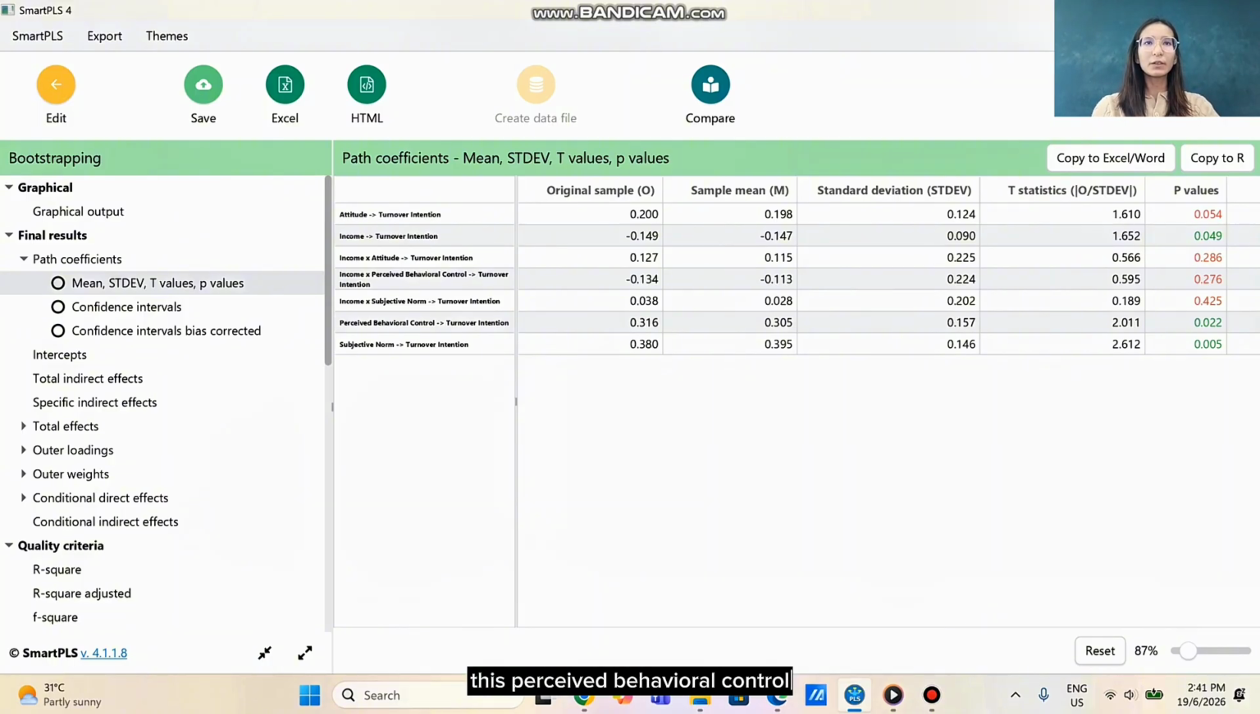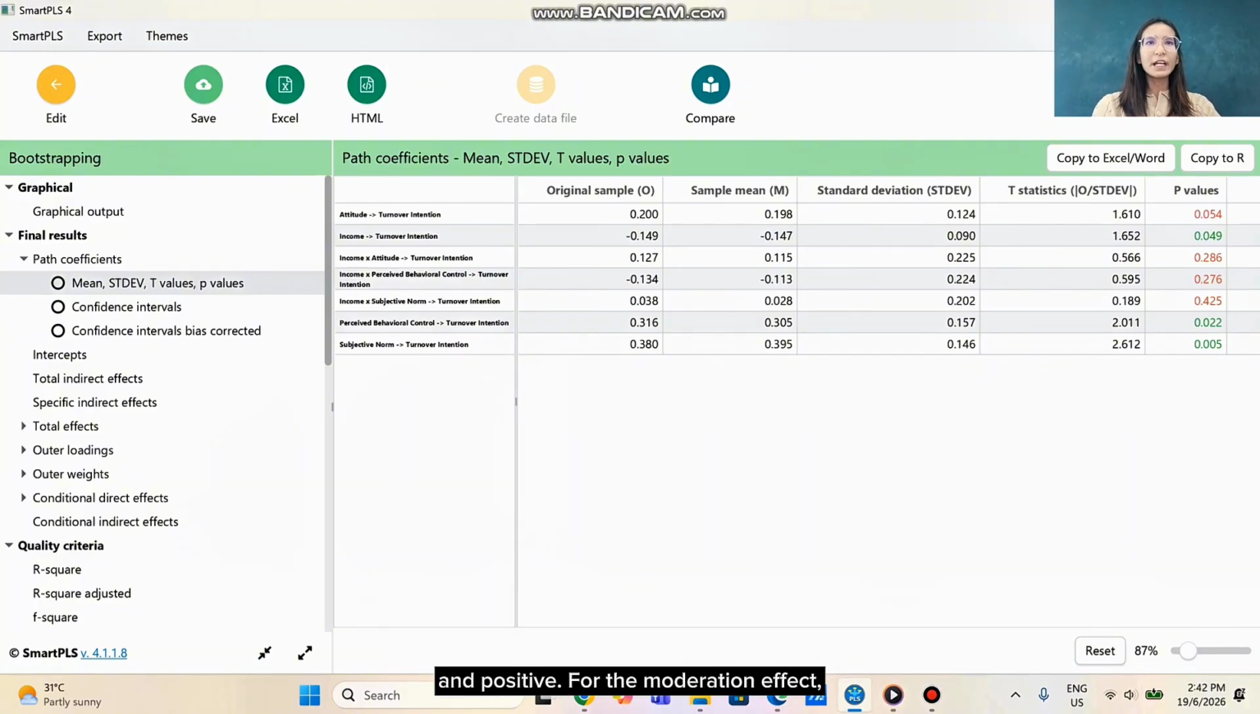For perceived behavioral control to turnover intentions, the path coefficient is 0.316, T value is 0.2011, and the P value is 0.0022. This relationship is significant and positive. For subjective norms to turnover intentions, the path coefficient is 0.380, T value is 2.612, and the P value is 0.005. This means the relationship is also significant and positive.